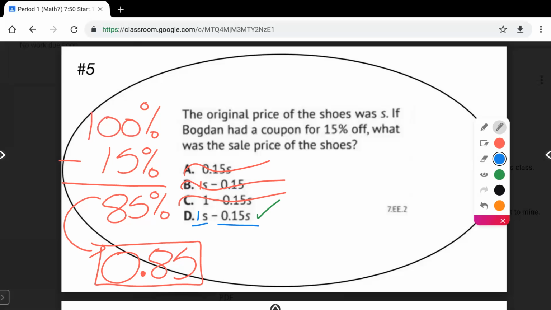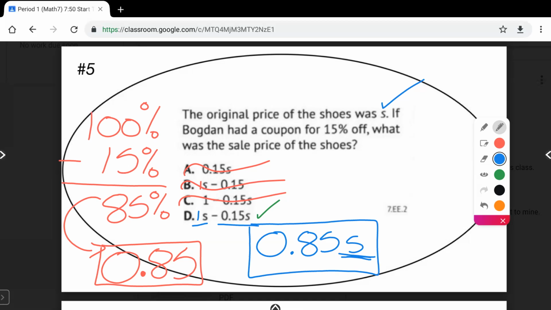So when you take 1 and you subtract 0.15 from it, what you're going to get is 0.85S, since they both have S. And what this S means at the end, S was the price of the shoes originally. Now, my answer right here represents 85% of S. Remember, of means multiply.